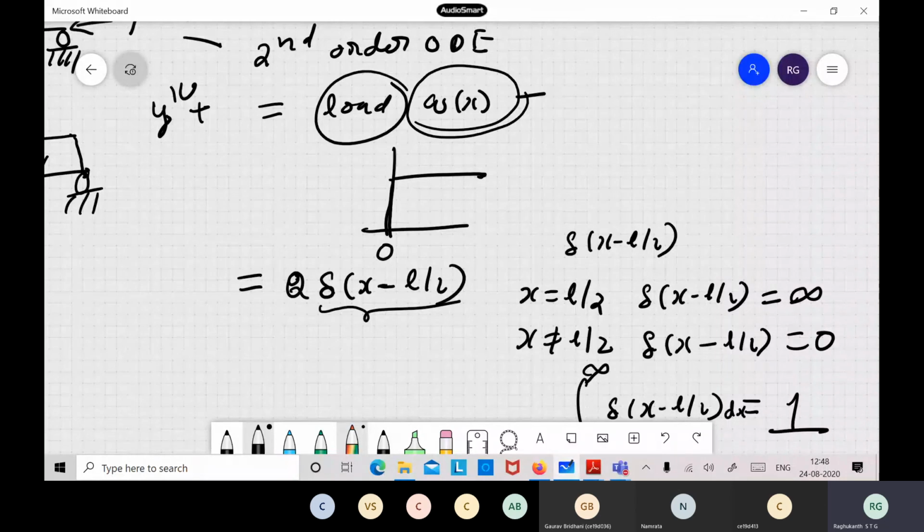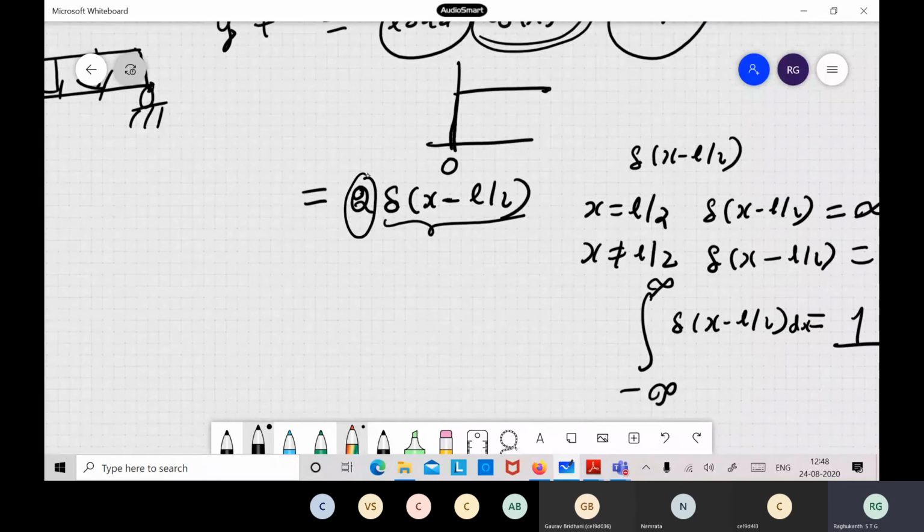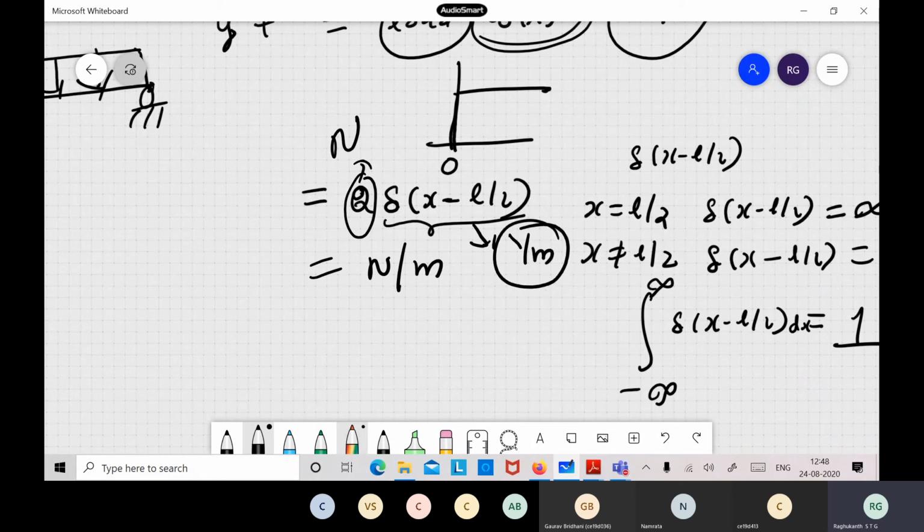When I write q of x, we write it as Newton per meter kind of a thing actually. Now when you write a concentrated load, say q, its unit is in terms of Newton. So the unit of the Dirac delta function, you followed, right? You have to get Newton per meter. So this becomes per meter actually.